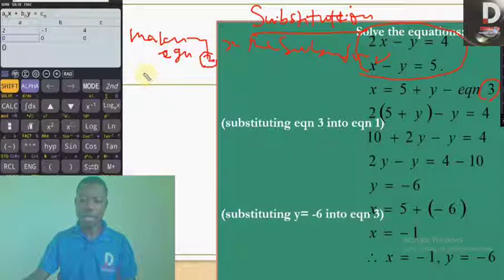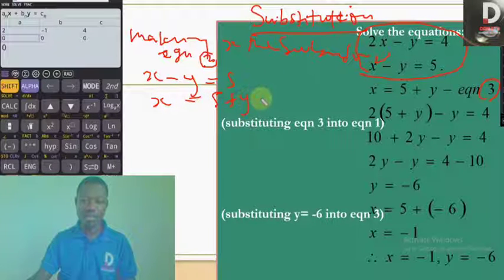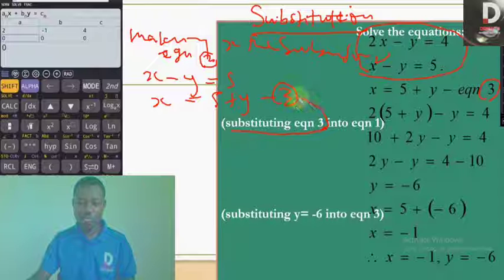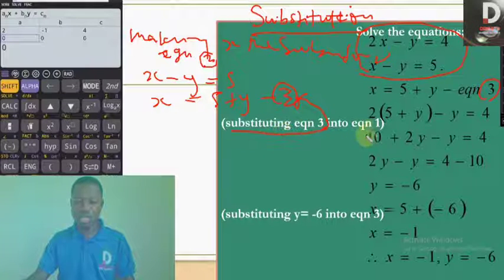I come down. x minus y equal to 5. So it becomes what? x is equal to 5 plus y. Equation 3. Then I'll say substituting equation 3. That is what I've gotten. Now, that's what you write. You write that statement down. Substituting equation 3 into equation 1.